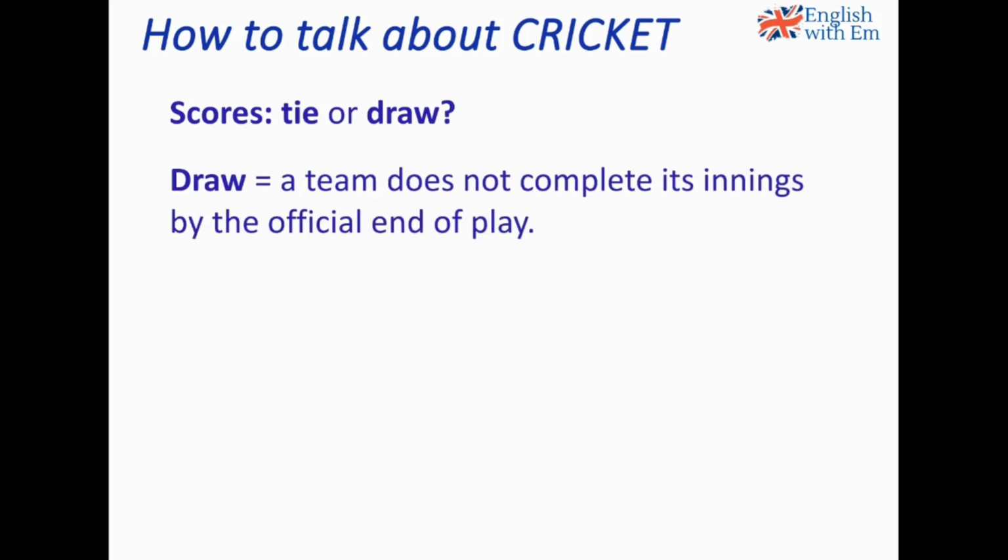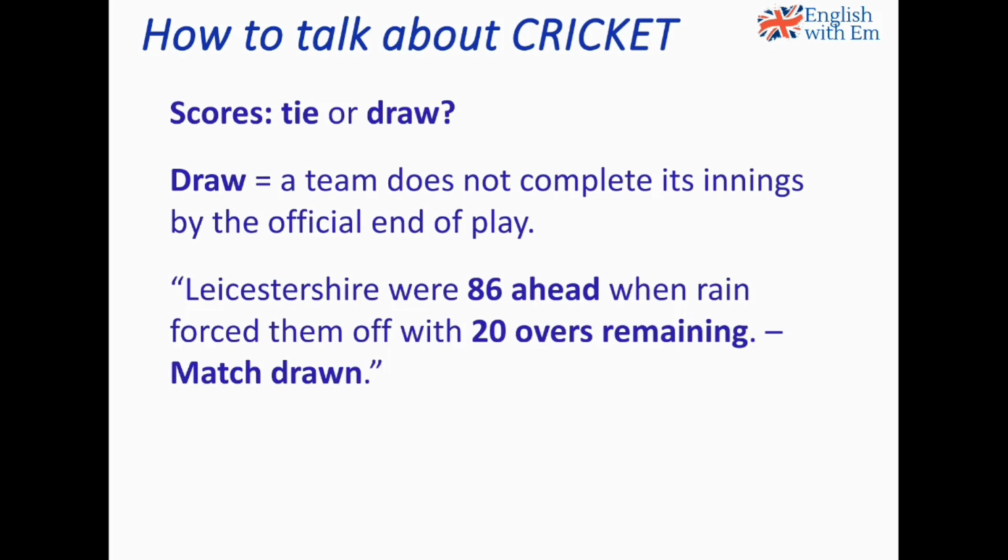So we've got the draw, where a team does not complete its innings by the end of play. And an example of this, Leicestershire were 86 ahead when rain forced them off with 20 overs remaining. Match drawn. So the match ended due to bad weather, and therefore it was a draw.